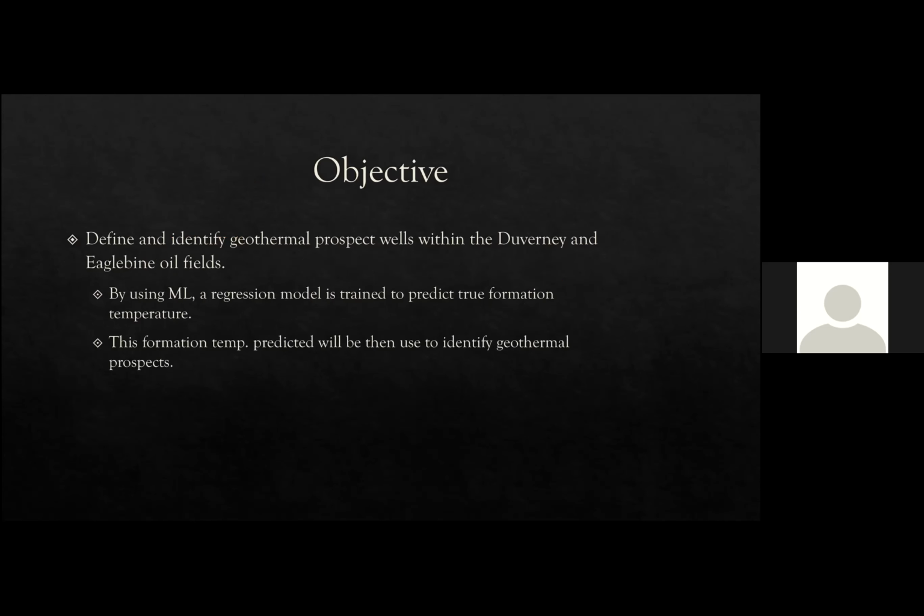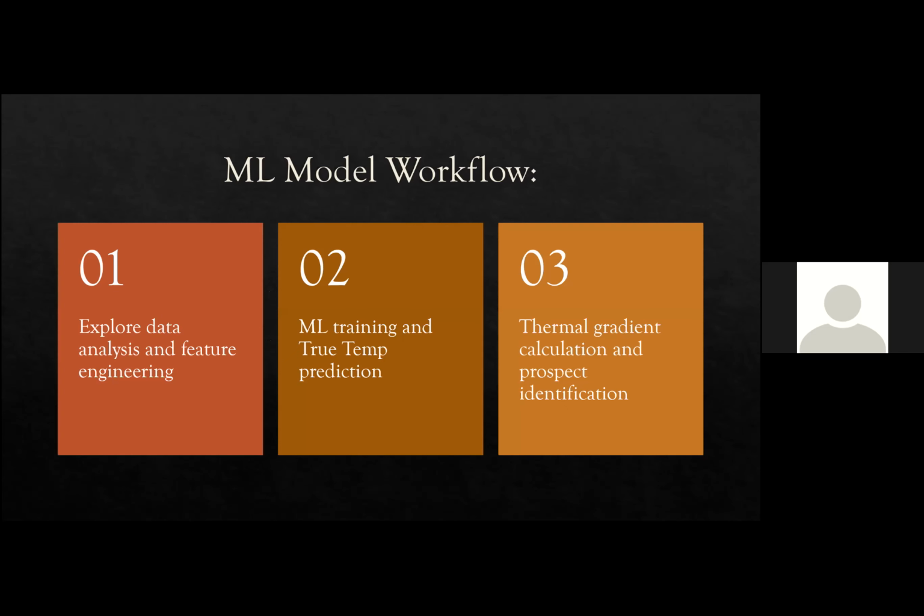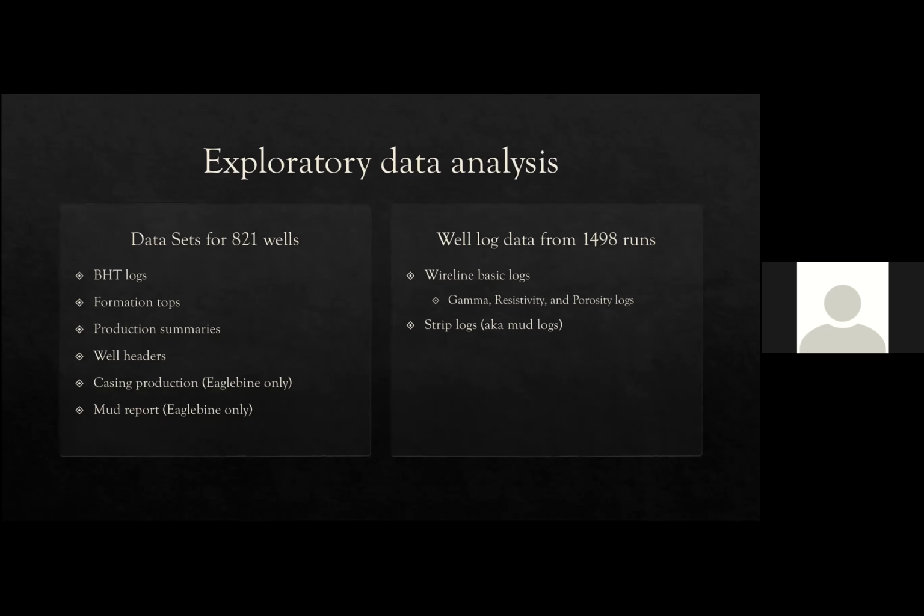Define and identify geothermal prospect wells within Duvernay and Eaglebine by using machine learning regression models to predict true formation temperature, which is then used to identify geothermal prospects. Machine learning begins with exploration, data analysis, and feature engineering. Then we train the model to predict true temperature. Finally, we calculate thermal gradient.